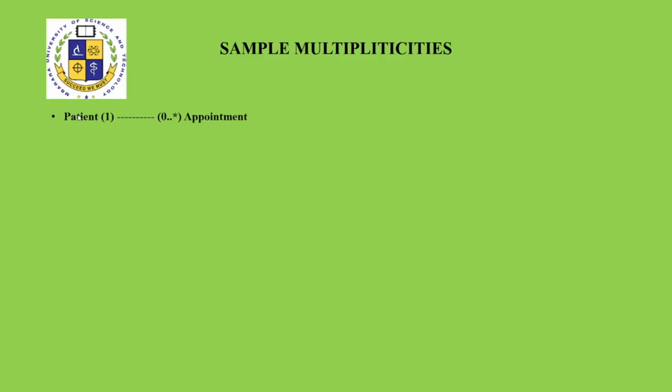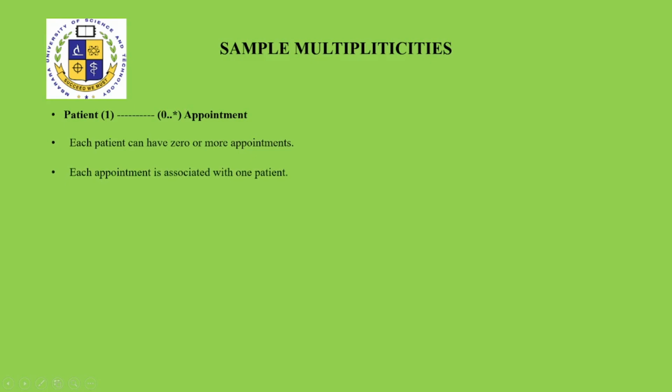We have only one patient. Therefore, a patient can have very many appointments. It's zero to many. Each patient can have 0 or more appointments. A patient can have an appointment, or a patient can never have an appointment. Therefore, it is 0 or many appointments. Each appointment is associated with only one patient.